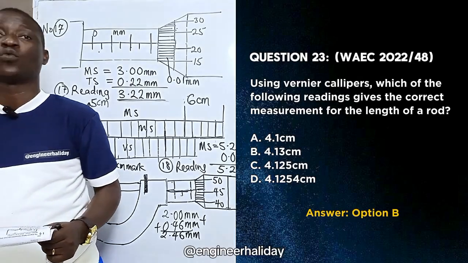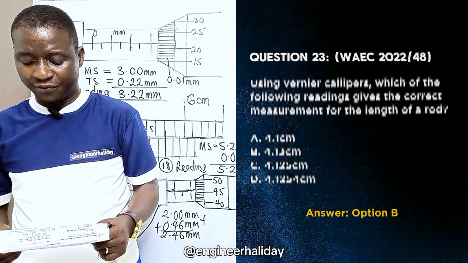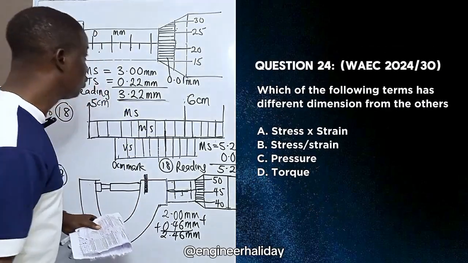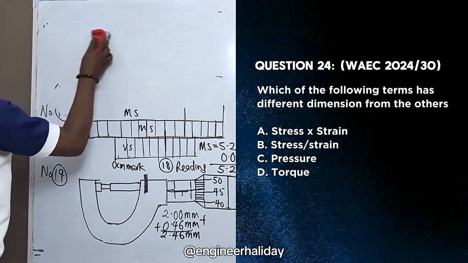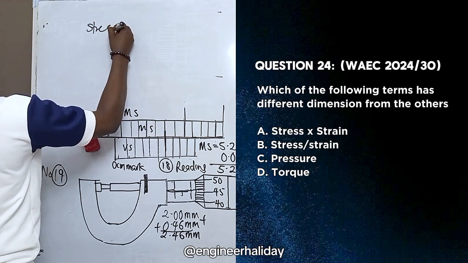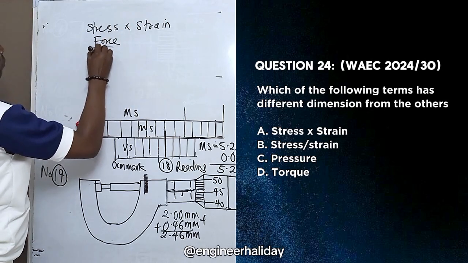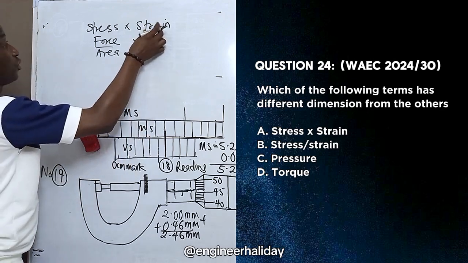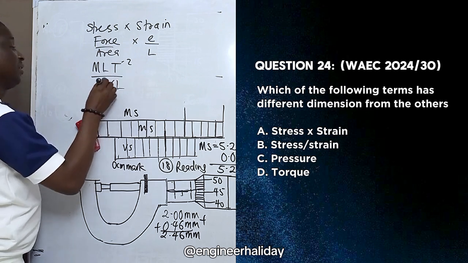Number 24, which is the last one for this section. Which of the following terms has a different dimension from the others? Now, don't forget, option A is stress times strain. Stress is force over area. Strain is extension over length, and strain is dimensionless. Force is MLT^-2. Area is L times L. So this cancels.